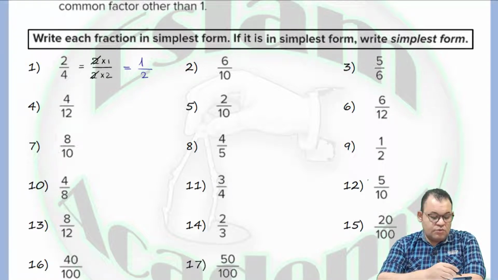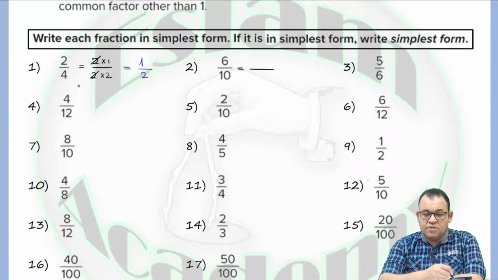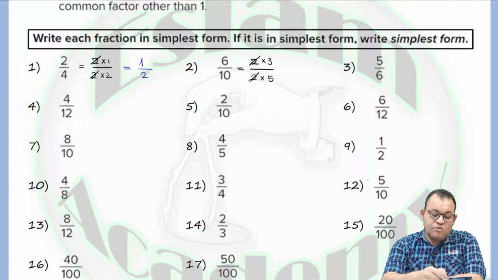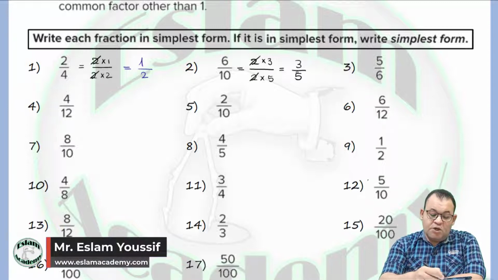Again in question number 2 we need to simplify it. With an easy way, we said we need to find two factors, two numbers, that when you multiply them the answer will be 6. You will find that we have 2 multiplied by 3, and 10 will be equal to 2 multiplied by 5. We can cancel out 2 and 2, so all we have now is 3 over 5. There are no other common factors between 3 and 5 except 1. It means 3 over 5 will be the simplest form, and 3 over 5 is equivalent to 6 over 10.